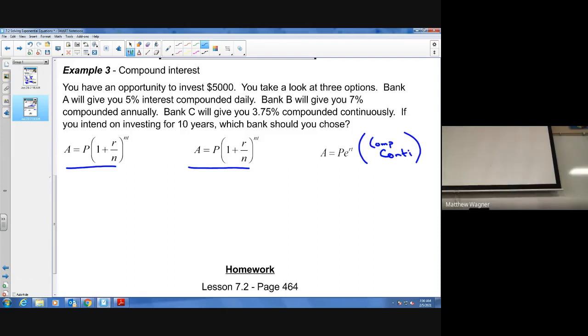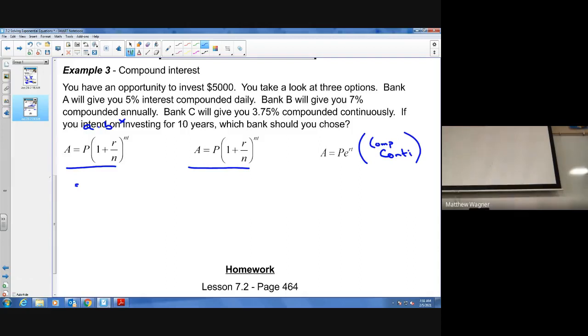All right, so we're going to look at 3 options for investing. You obviously want to make money. Having more money is better. All right, so this is really similar to our A times B to the X. All right, it's just we're calculating interest a certain number of times.